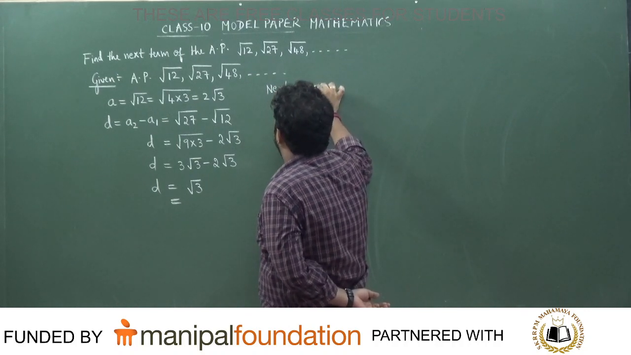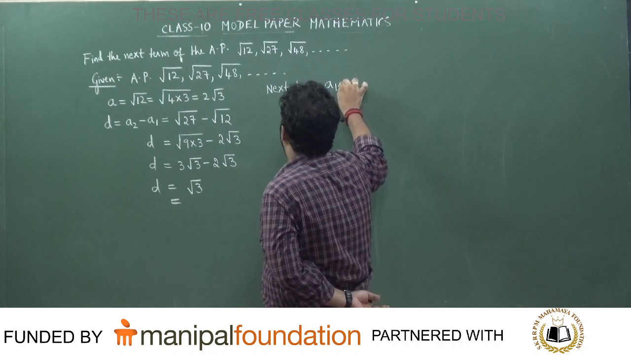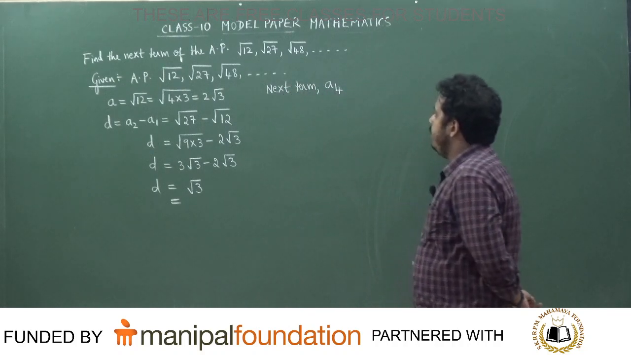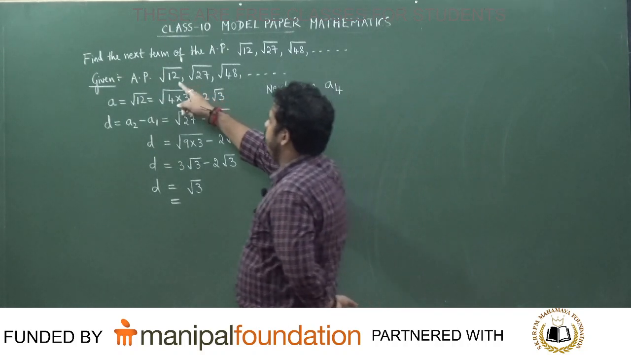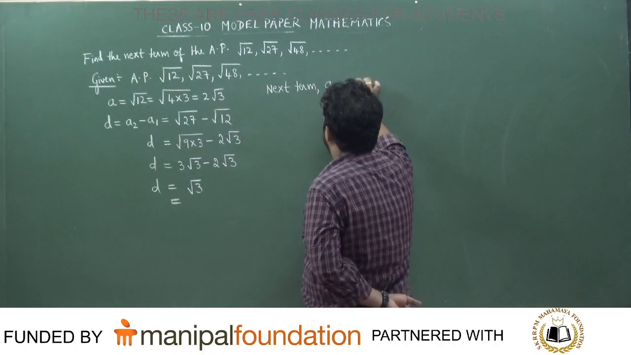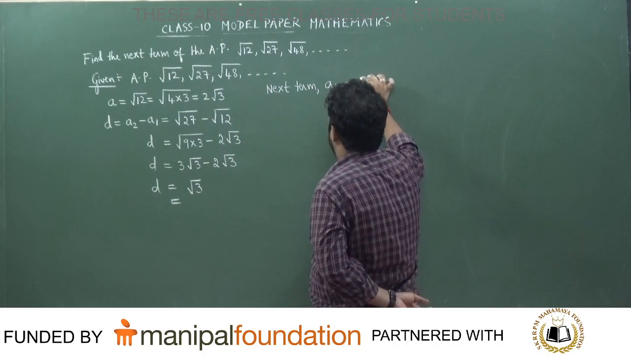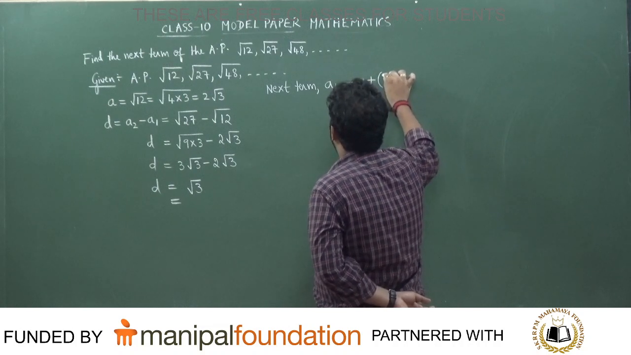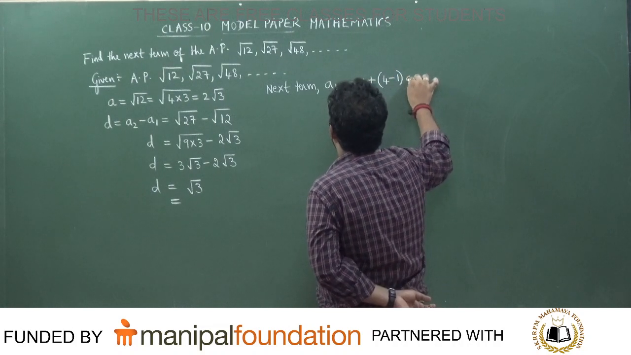Next term will be A4. Is it correct or not? See, this is A1, right? This is A2, right? This is A3. Next is A4. So tell me, what is the value of A4 equal to? A plus 4 minus 1 into D.